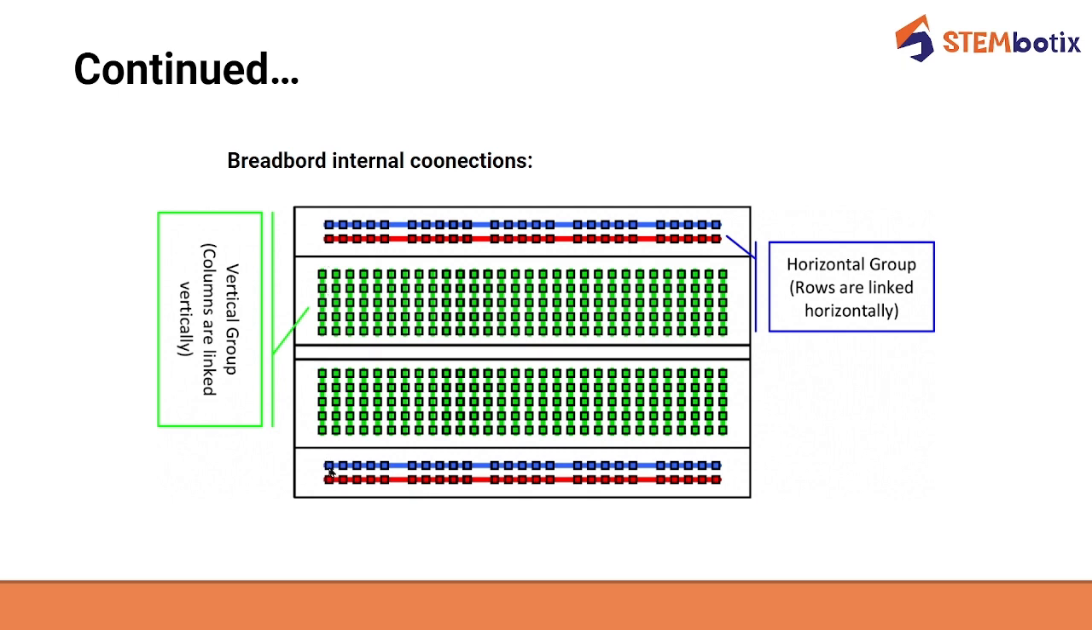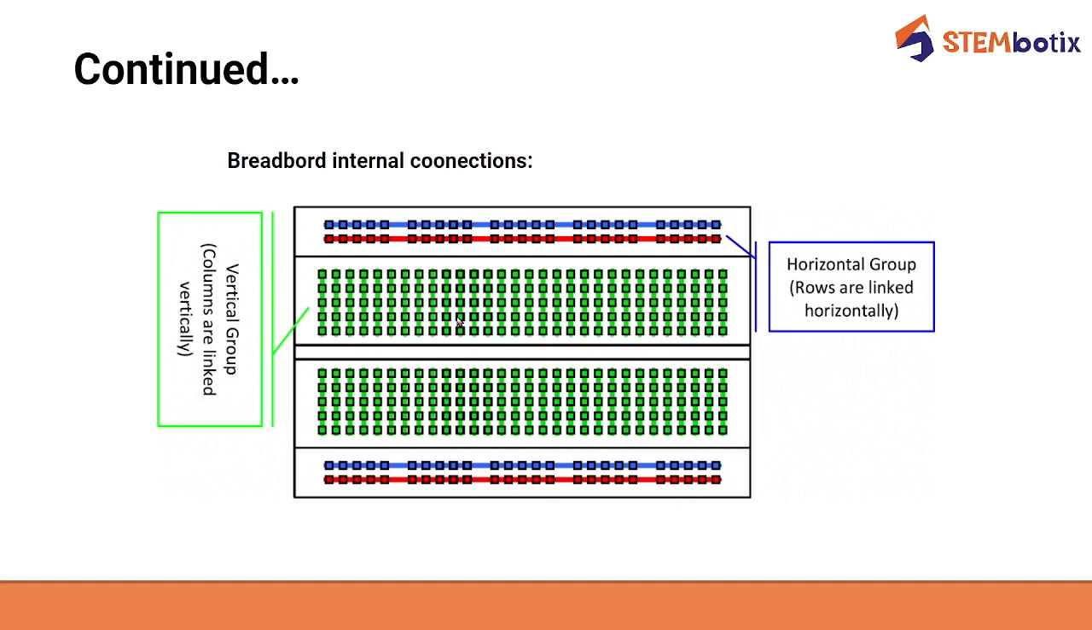Now similarly for this module also, all the holes of this row in blue color are connected internally, and the holes in red color are connected internally. So in the uppermost part and in the lowermost part, the holes are connected internally in horizontal formation from the very first hole to the very last hole.